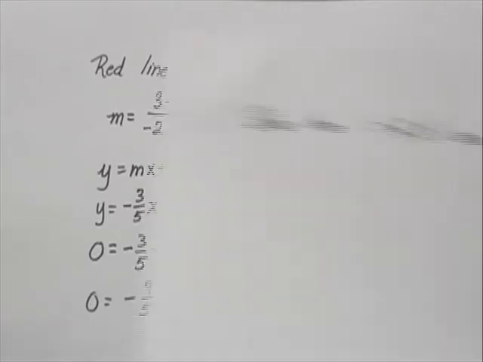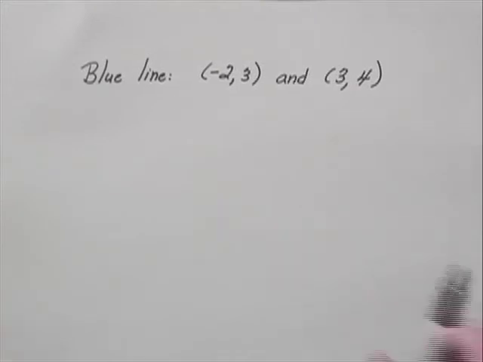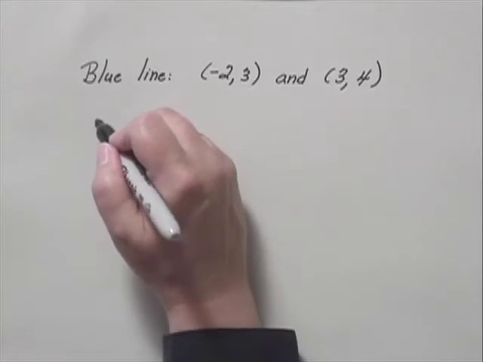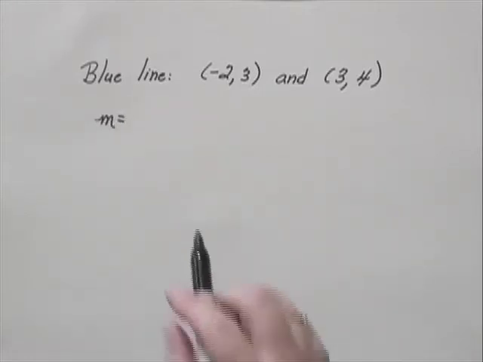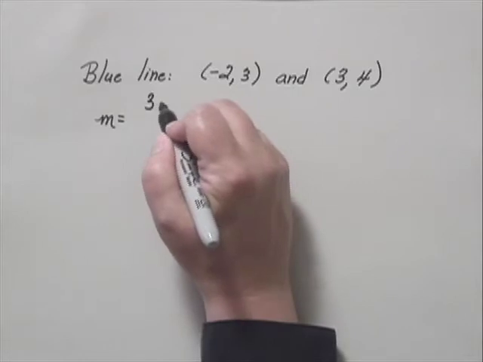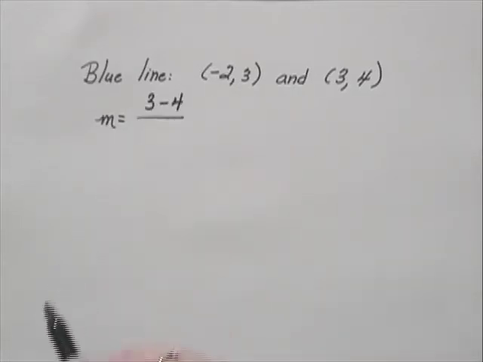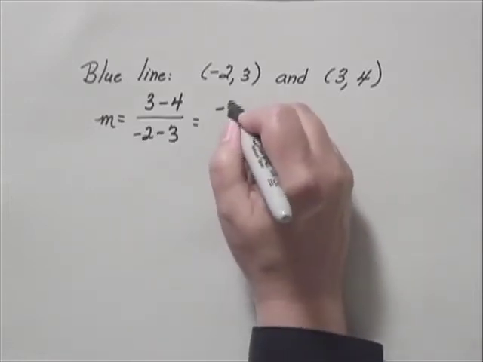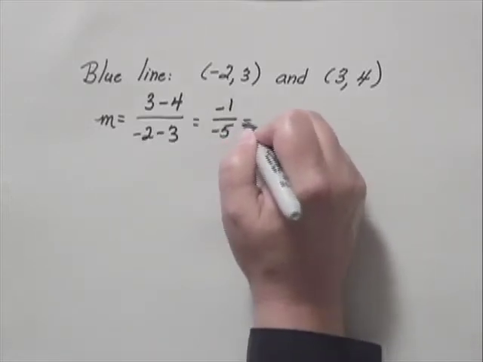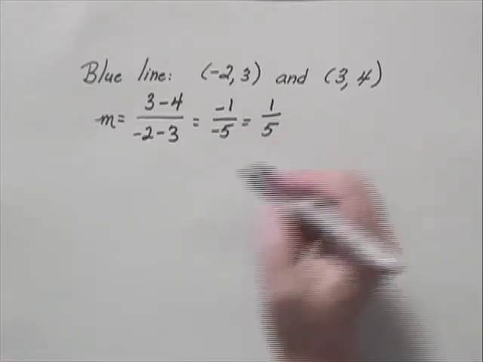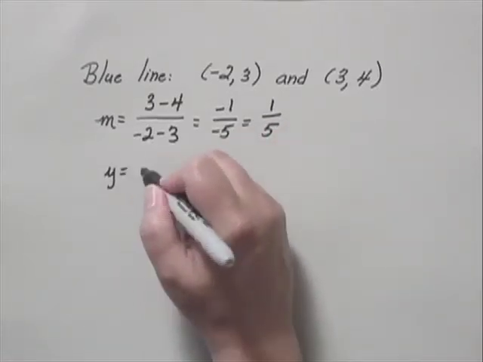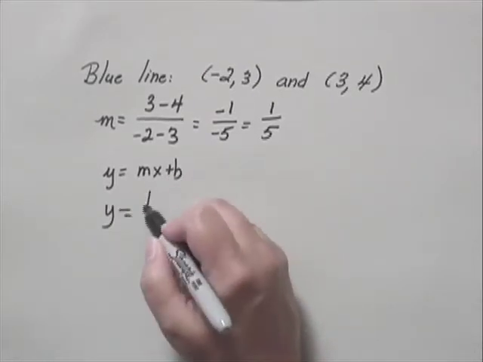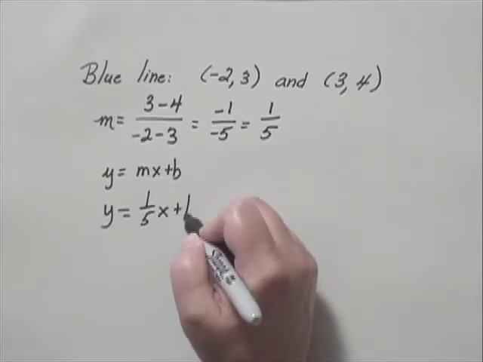Now for the blue line, I have these 2 points and I follow the same steps. I first find the slope, is rise over run, or the difference in the y coordinates, 3 minus 4, over the difference in the x coordinates, negative 2 minus 3, which gives me negative 1 over negative 5, or 1/5. Then y equals mx plus b. Y equals 1/5 x plus b.